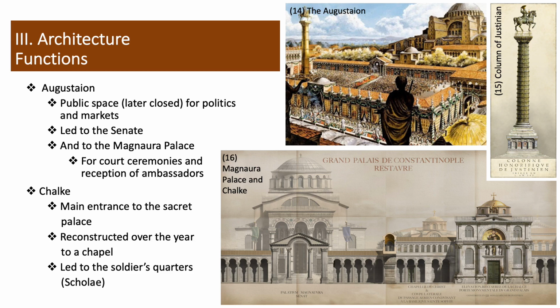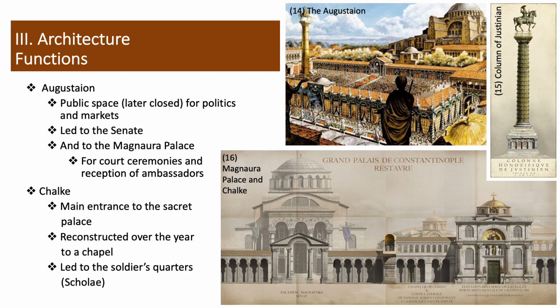The first one is the Augustaion. This was a public space for politics and markets, which was later closed to the public. The Augustaion, which contained a huge column with an equestrian statue of Justinian I, as you can see in the right upper picture, represented the start of the Mese and led to the Senate and Magnaura Palace, where ambassadors were received and court ceremonies were held.